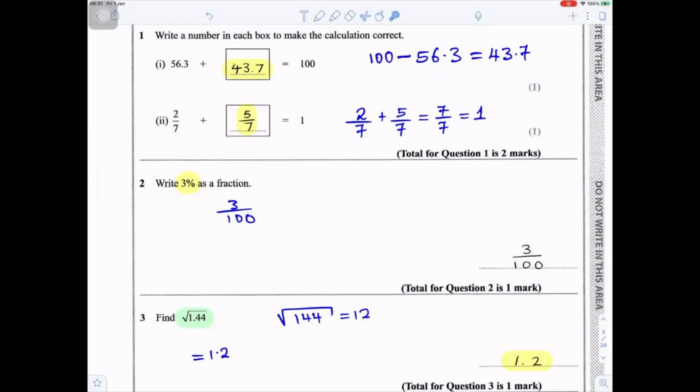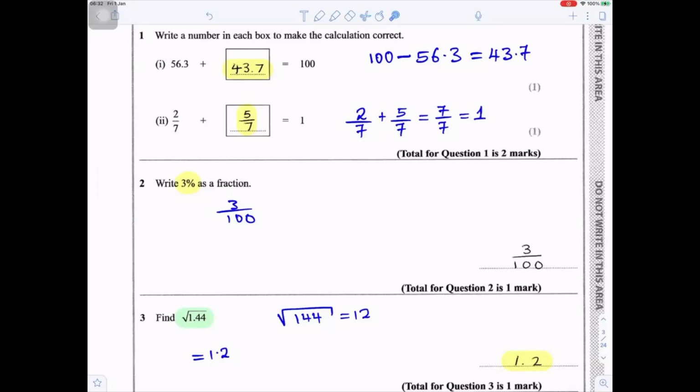For the next one, 2/7 plus something equals 1. One way to look at it is the denominator 7. And what do you add to 2 to make 7? So you add 5. So it becomes 7/7 equals 1. 7 divided by 7 is equal to 1. That's another way to look at it. Or you can do 1 minus 2/7.